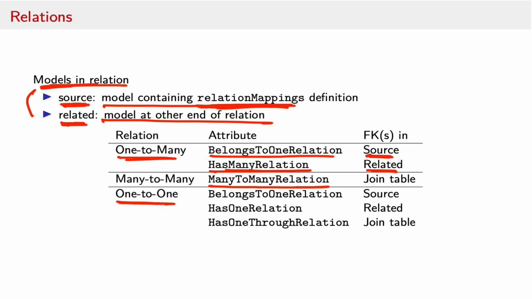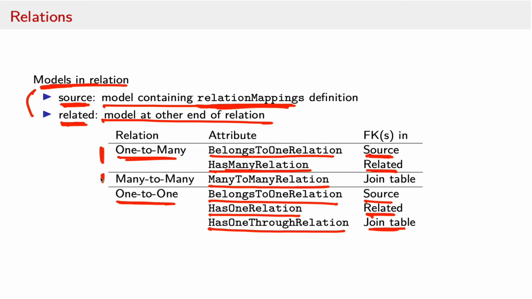So if we're talking about the source side, we use BelongsToOneRelation, and if we're on the related side, we say HasOneRelation. And then we can also have a one-to-one relation that has additional data that's captured in an intermediate table, and we would use HasOneThroughRelation to specify that join table. So again, the most common that we're going to encounter are the one-to-many relationship and the many-to-many relationship.